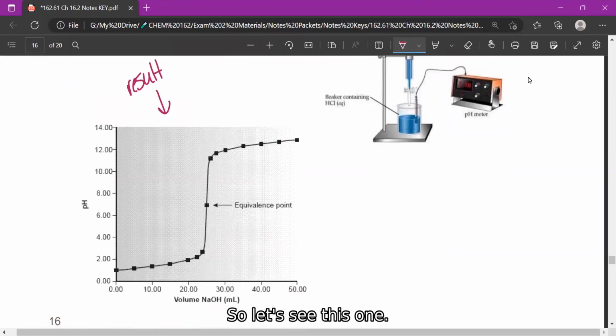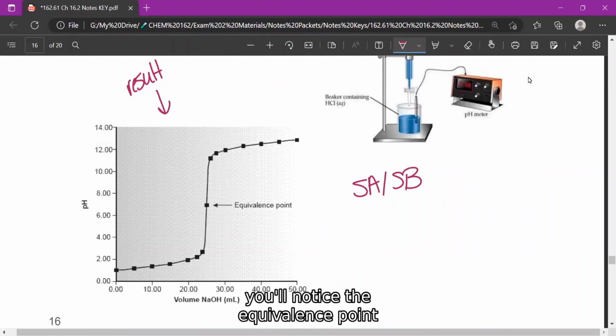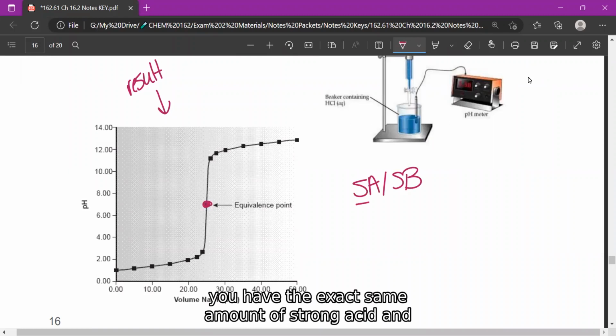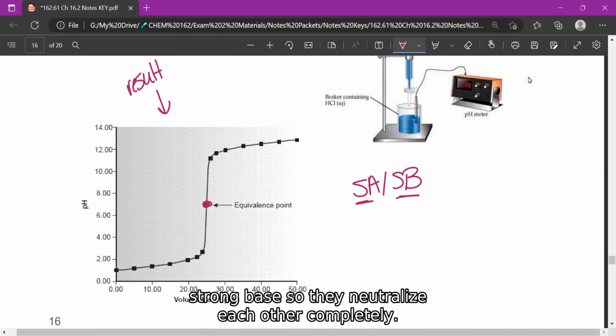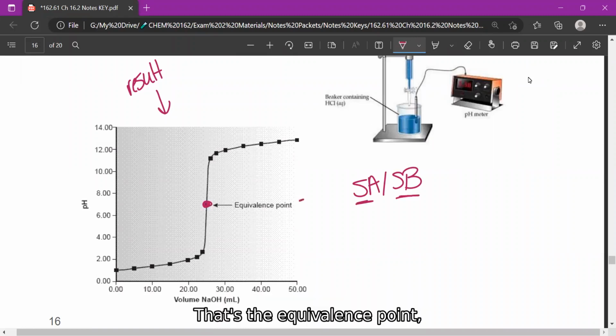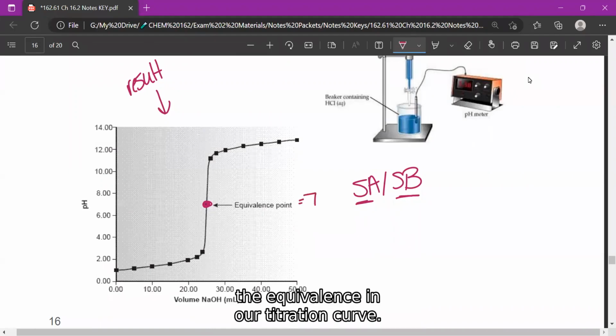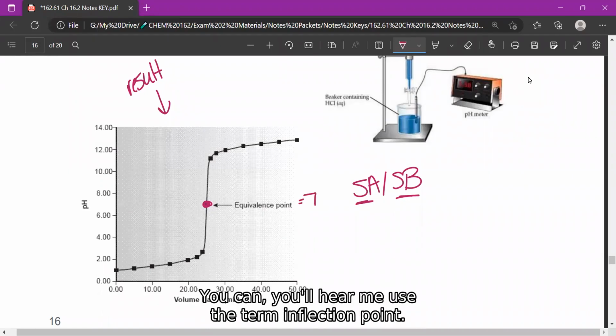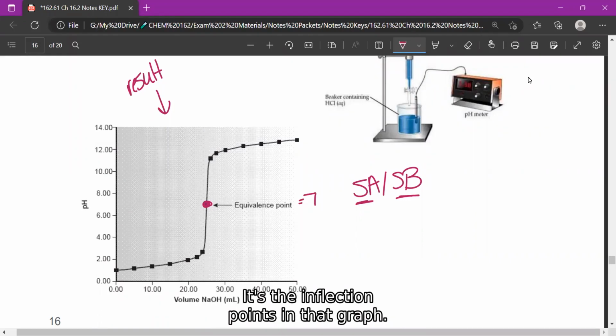So let's see, this is a strong acid, strong base titration here. You'll notice the equivalence point is at exactly 7. Because at the equivalence point, you have the exact same amount of strong acid and strong base. So if they neutralize each other completely, it's going to be at 7. Okay, that's the equivalence point. So the equivalence point in our titration curve, you'll hear me use the term inflection point. It's the inflection point in that graph.